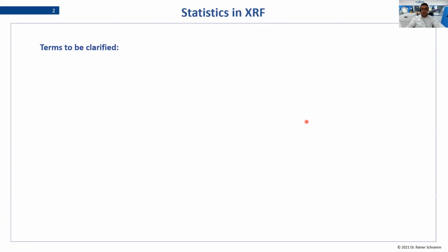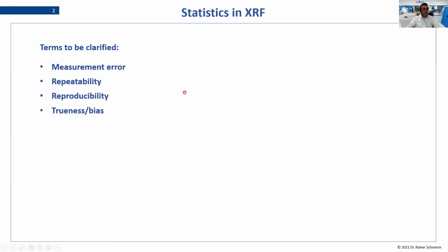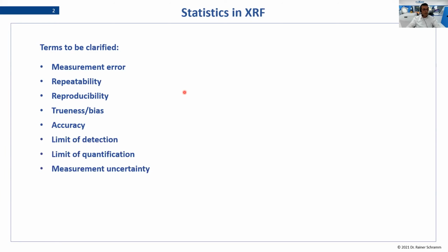Like always, when we talk about statistics, we have to clarify some terms. The ones I want to discuss today are the measurement error in XRF, the repeatability, reproducibility, trueness, or in other words bias, accuracy in comparison to trueness, limit of detection, limit of quantification, and measurement uncertainty. These are all the terms we have to clarify because they will be involved in this kind of control.